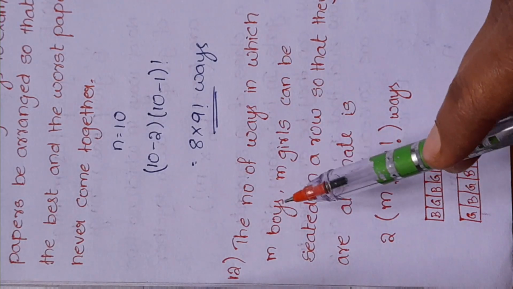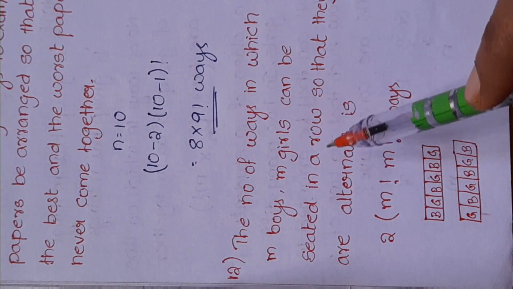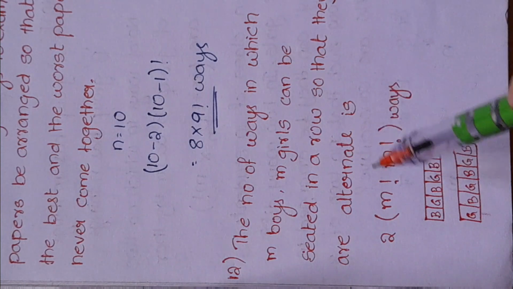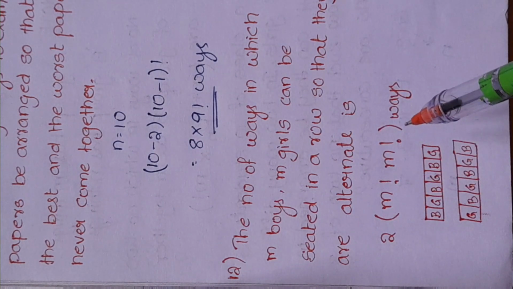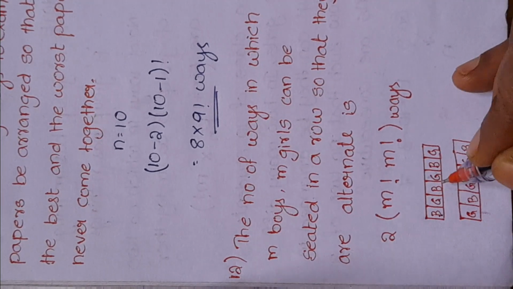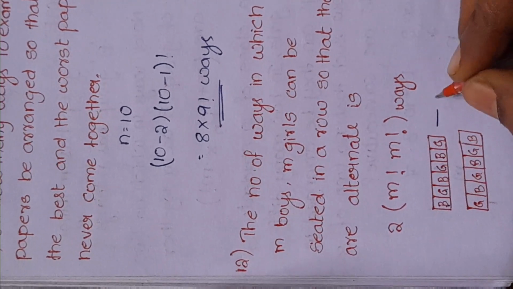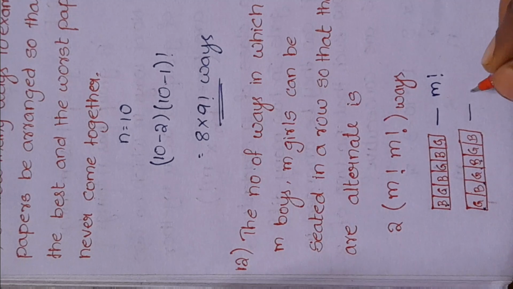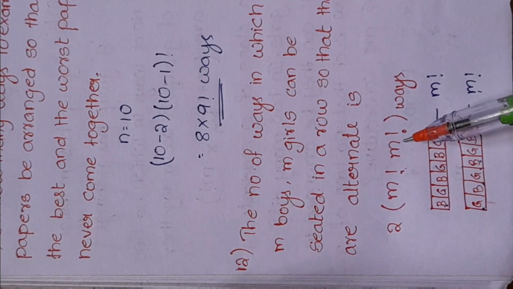12th one, the number of ways in which m boys, m girls can be seated in a row so that they are alternate is 2 into m factorial ways. In the first case, if a boy is placed first, next a girl should be placed, then boy and girl. This is arranged in m factorial ways. In the second case, first a girl is seated, then boy, then girl and then boy. This is also arranged in m factorial ways, so 2 into m factorial ways.